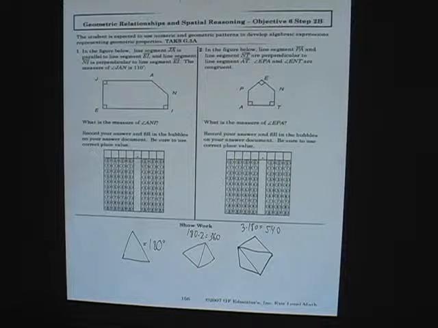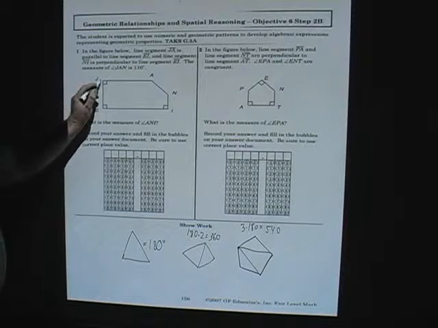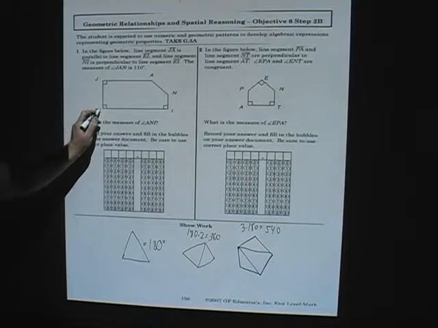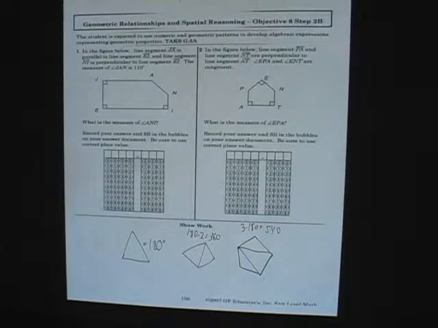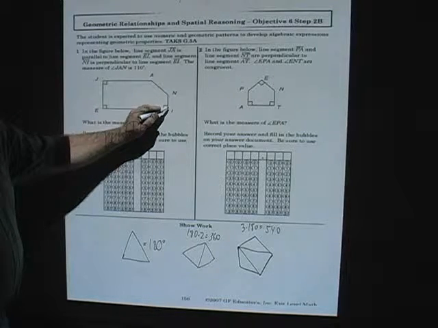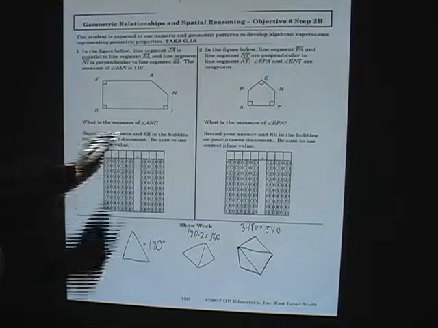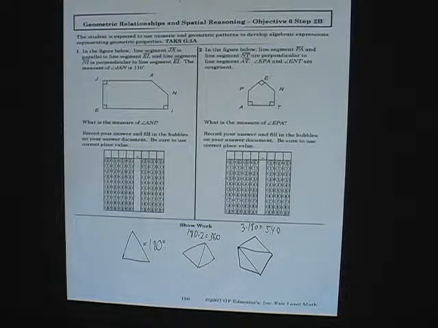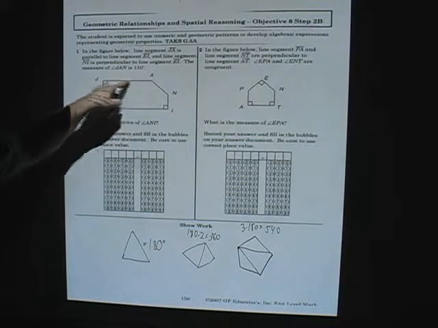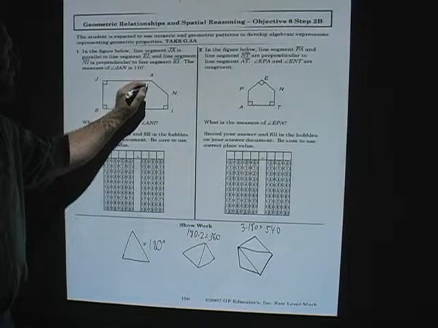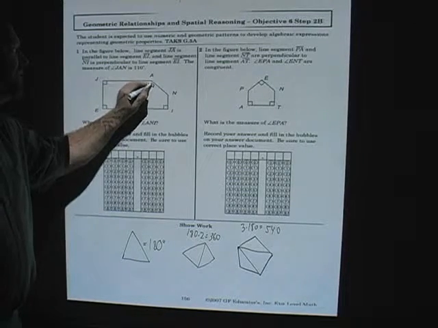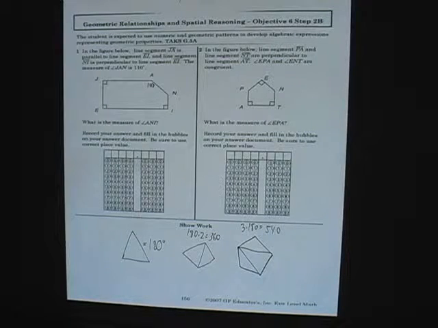Number 1, in the figure below, line segment JA is parallel to line segment EI, and line segment NI is perpendicular to EI. So that makes a 90-degree angle. The measure of angle JAN is 110 degrees. Okay, JAN. Here's J, here's A, here's N. So JAN is this angle right here, and we're given that it's 110 degrees.